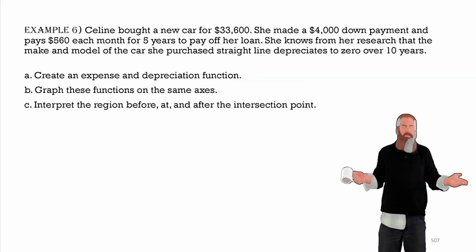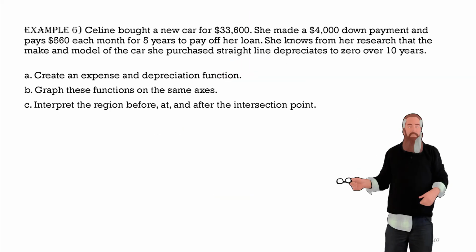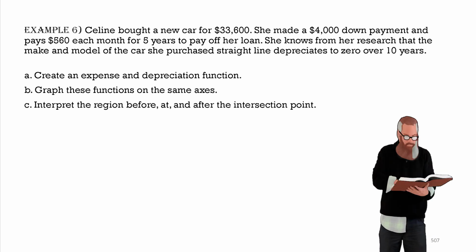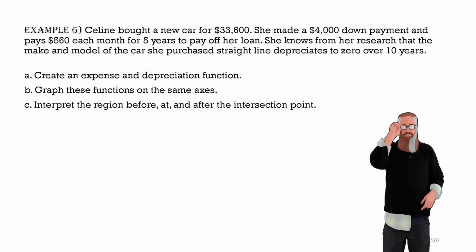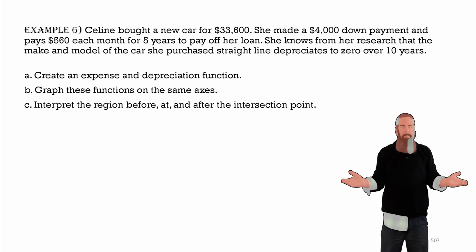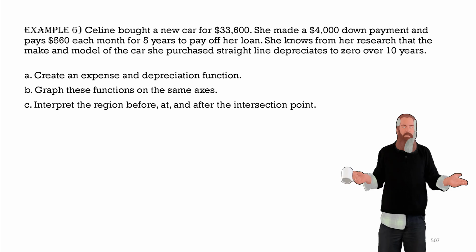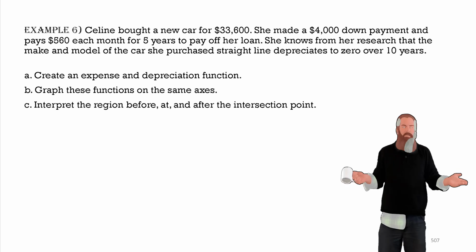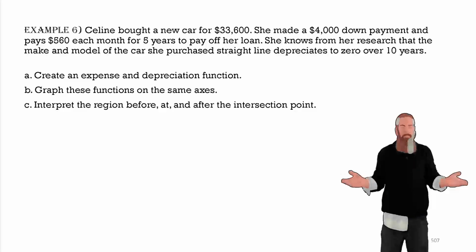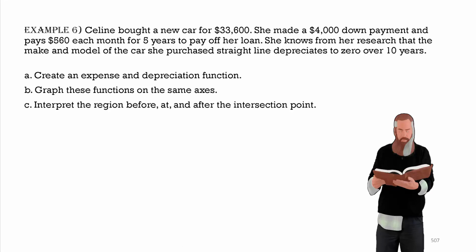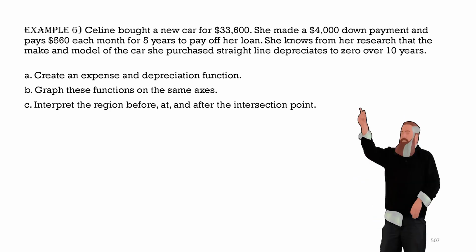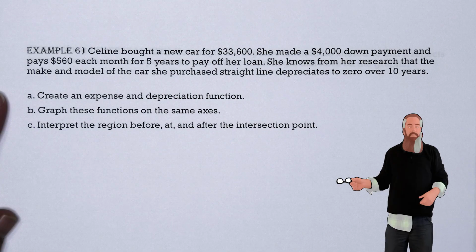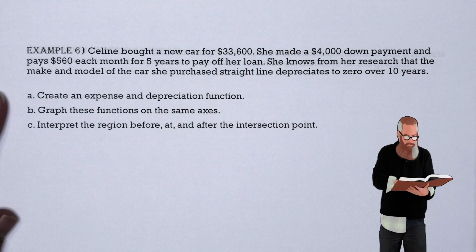Look at the linear expense and depreciation functions simultaneously, and that will give you insight into the value of your automobile investment. Celine bought a new car for $33,600. She made a $4,000 down payment and pays $560 each month for 5 years to pay off her loan. She knows from her research that the make and model car she purchased has a straight line depreciation to zero after 10 years. So we want to create an expense and depreciation function, graph these functions on the same axis, and interpret the region before and after the intersection points. Let X represent time in months and Y represent dollars.